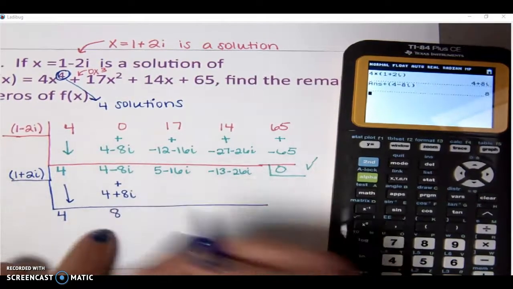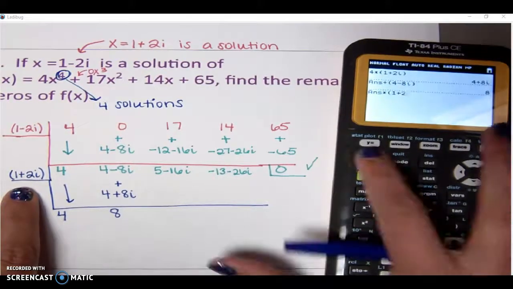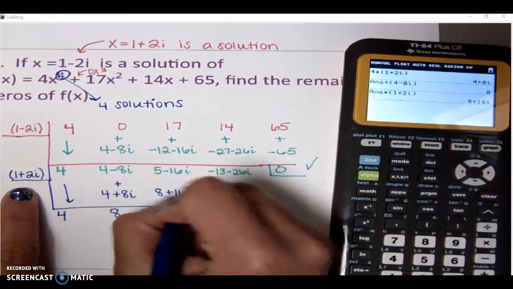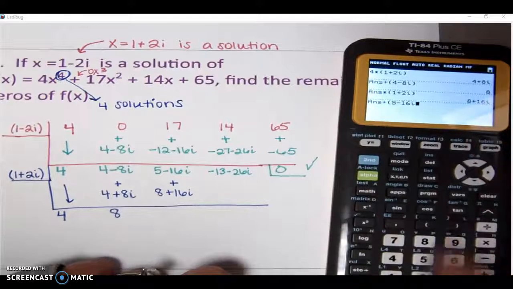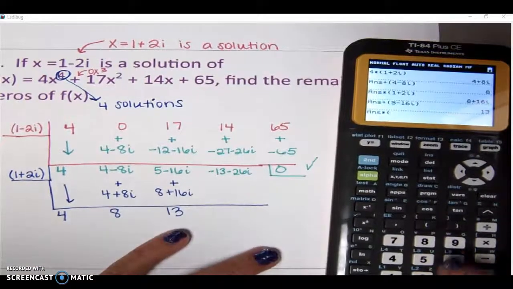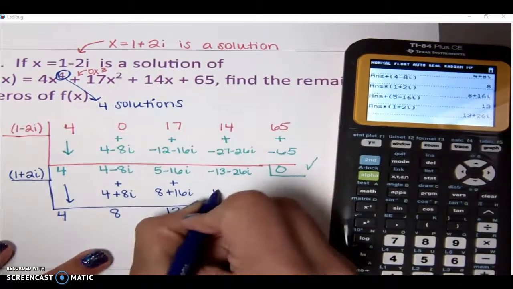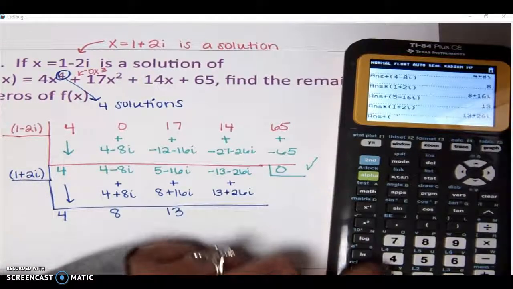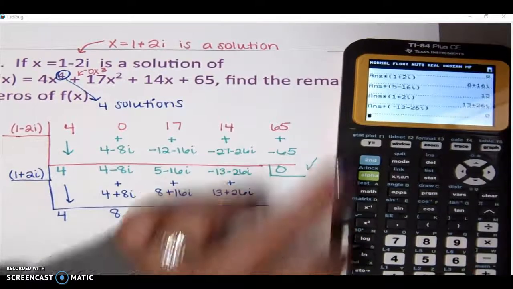Which gives me 8. So see how the imaginary numbers are going away. Then I'm going to take that 8 and multiply it by 1 plus 2i, which gives me 8 plus 16i. And I'm going to add my 5 minus 16i to that, which gives me 13. And I'm going to multiply that by 1 plus 2i. That gives me 13 plus 26i. So if we add that to what we already have, negative 13 minus 26i, it gives us 0.